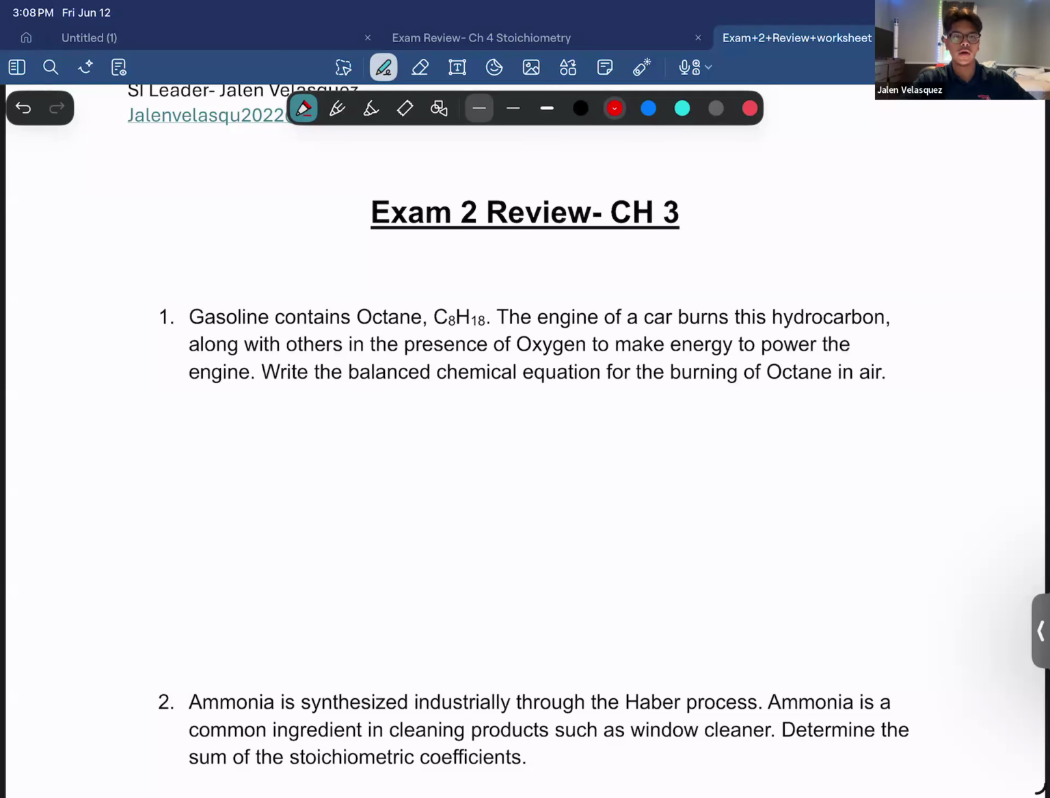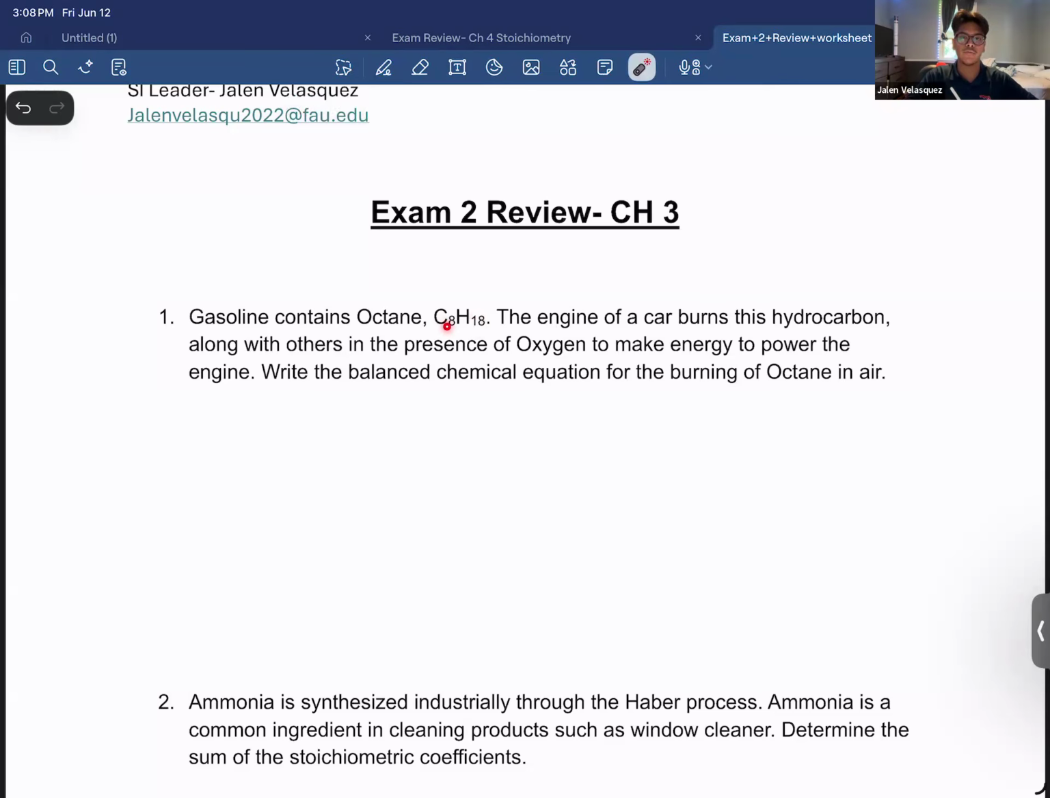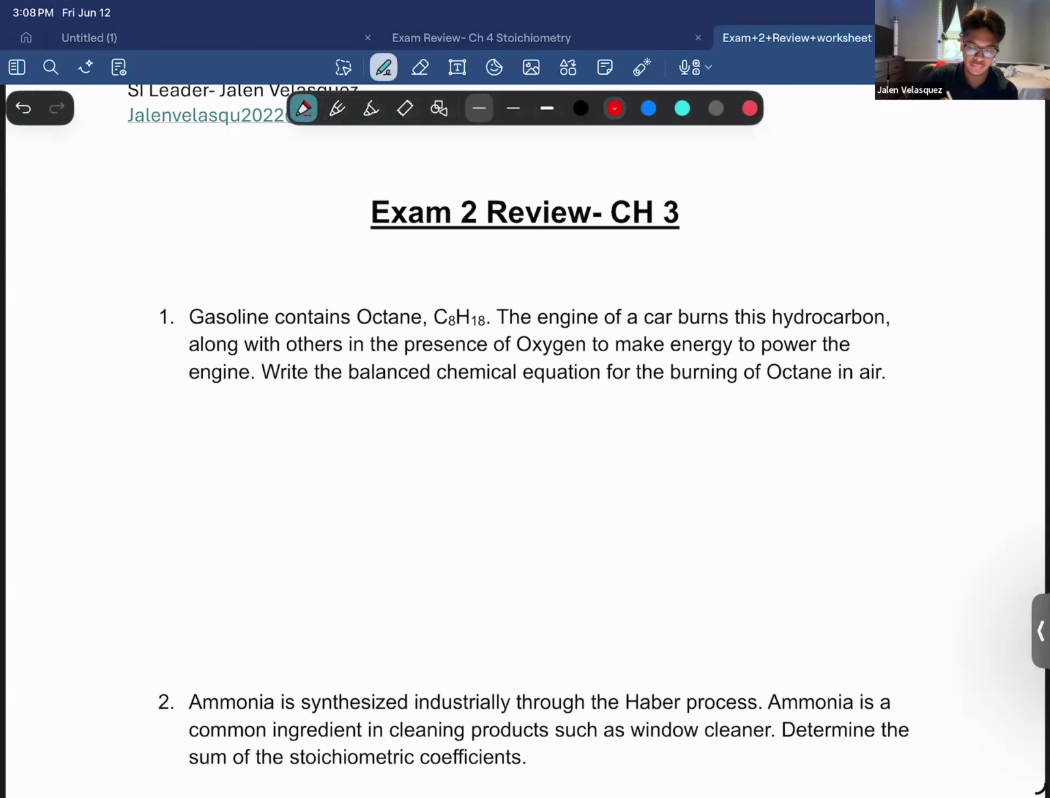Okay, we're good now. All right, so again, this says gasoline contains octane, which I gave you the chemical formula for, and I say the engine of a car burns this hydrocarbon along with other hydrocarbons in the presence of oxygen to make energy to power the engine. Write the balanced chemical equation for the burning of octane in air. So these last few words here, burning of octane in air, this is indicative of a combustion reaction.